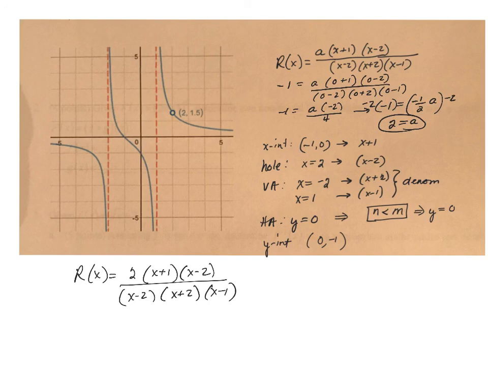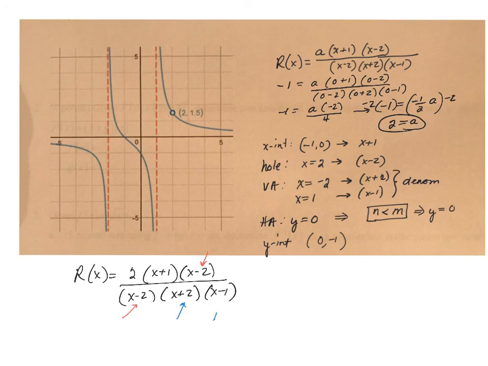And then do a quick sanity check. You can see that you've got those common factors of x minus 2 and x minus 2, which means x equals 2 is going to be a hole, and I've got that on the graph. If I look at the other factors in the denominator, x plus 2 and x minus 1, I will get vertical asymptotes at -2 and +1, and I have those.